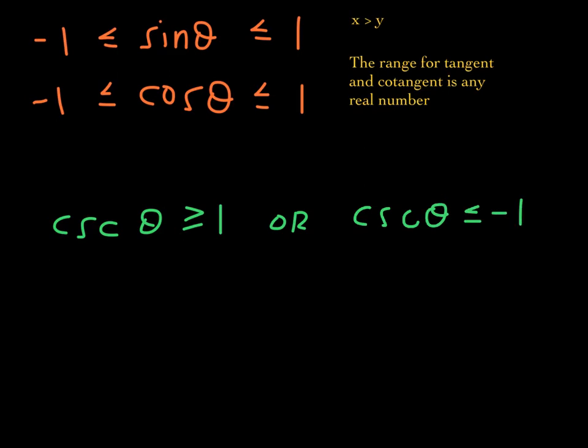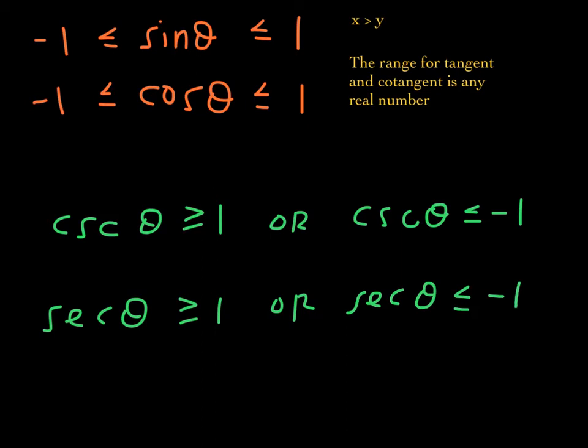Okay, because they're reciprocals. Now, the same thing is the case for cosine. If cosine of theta is less than or equal to 1, that means secant of theta will be greater than or equal to 1 because they're reciprocals. Now over here, if cosine of theta is greater than or equal to -1, that means secant of theta will be less than or equal to -1.